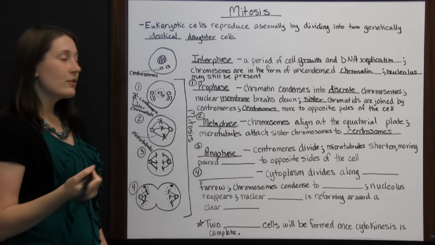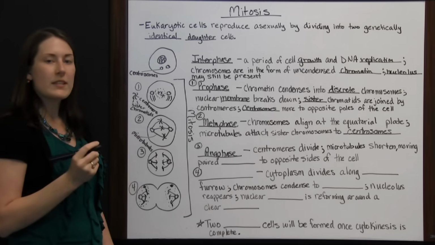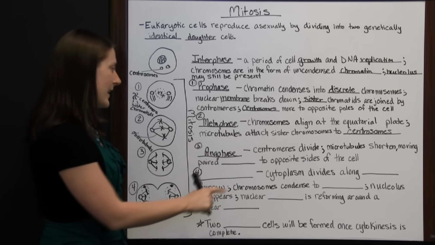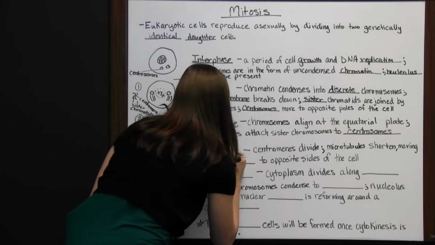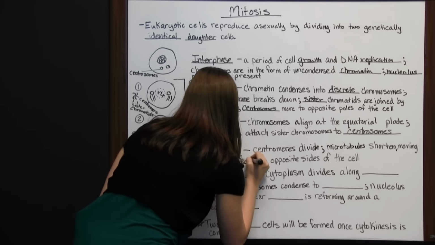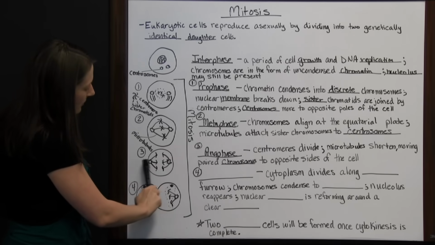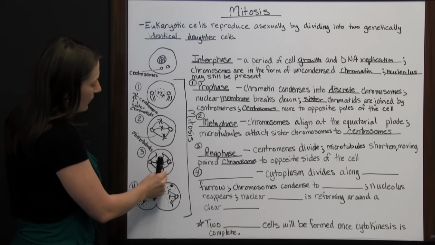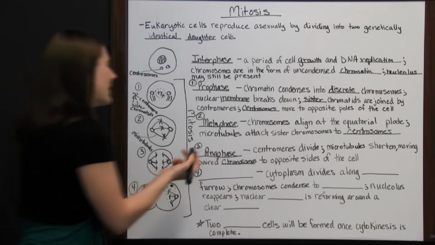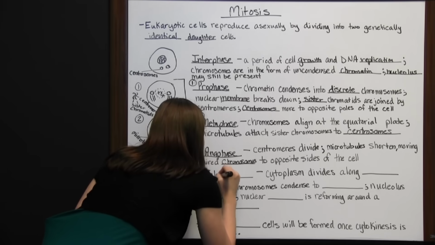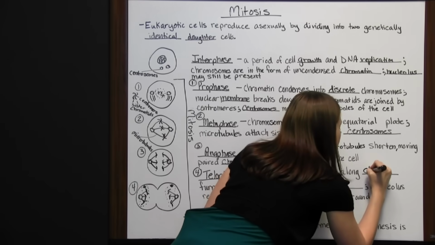In anaphase, the centromeres divide. So remember, your centromere was that little center here that was kind of holding the two chromatids together. So in anaphase, they divide. The microtubules shorten, so where they're longer, they shorten up, moving paired chromosomes to opposite sides of the cell. So we had these paired chromosomes, and now the microtubules are shortening. They're moving those individual chromosomes over closer to the centrosomes now. And then you're ready for the last phase of mitosis, which is telophase. In telophase, the cytoplasm divides along a cleavage furrow.